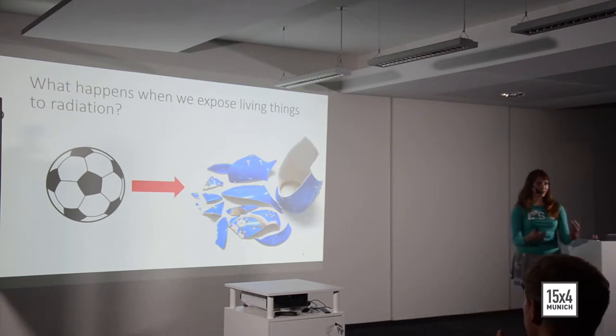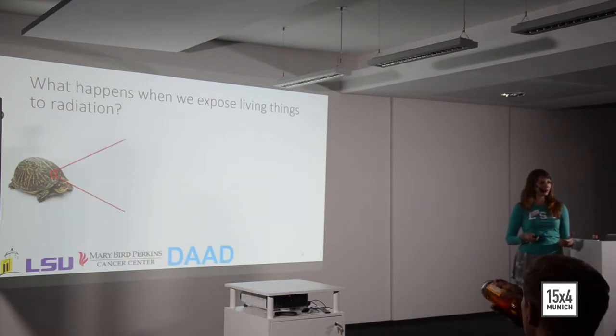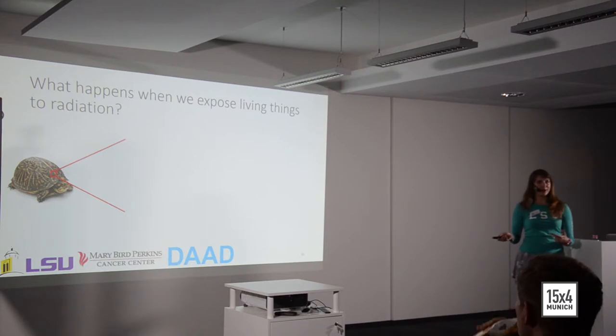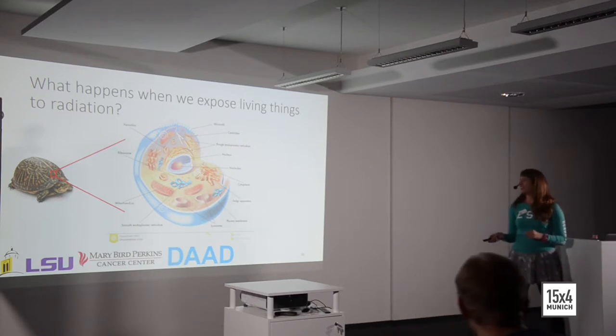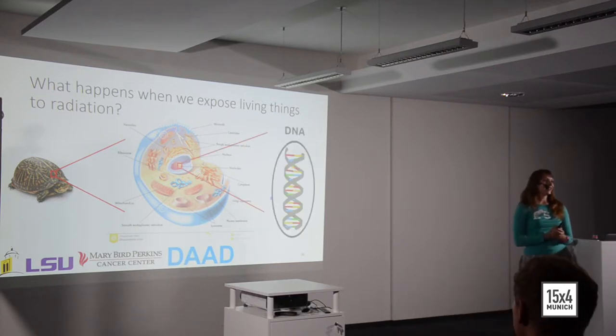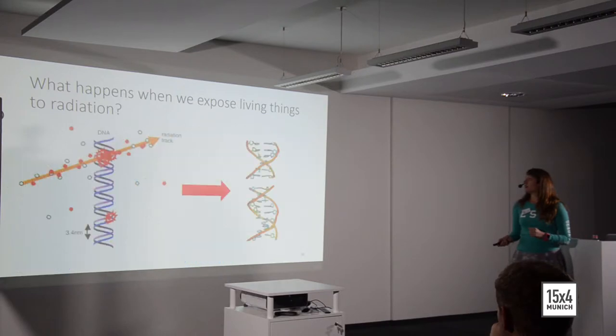We take a whole bunch of tiny little footballs at the thing, and we don't break the turtle, but what is this turtle made up of? Cells. Good job. And inside of these cells is DNA, and that's actually what the radiation is going to hit and break apart when we expose the living thing to radiation. So the radiation comes in, it causes damage on the DNA, and we end up with DNA that's all broken up. And this actually isn't necessarily a problem for the cell right away.